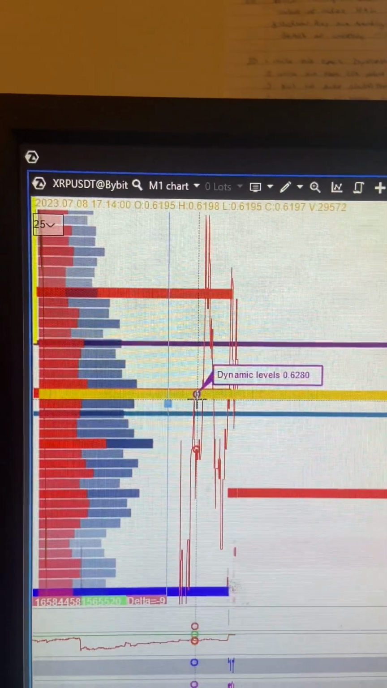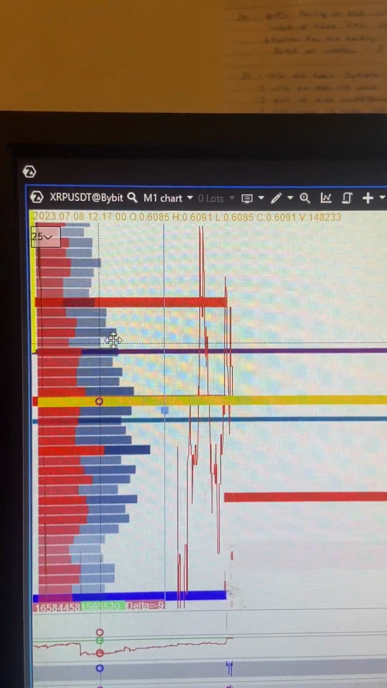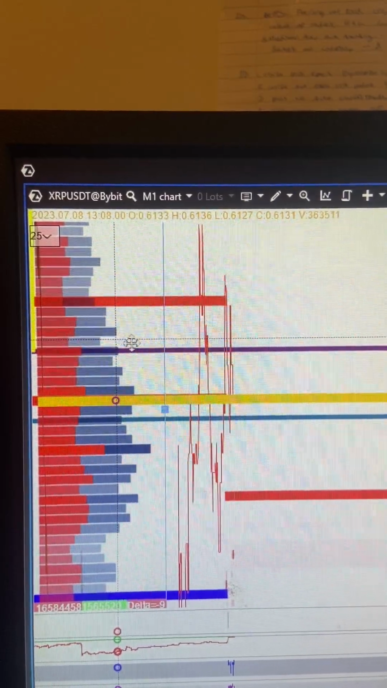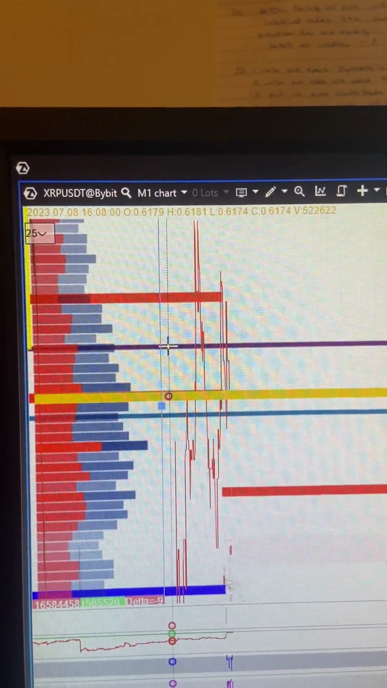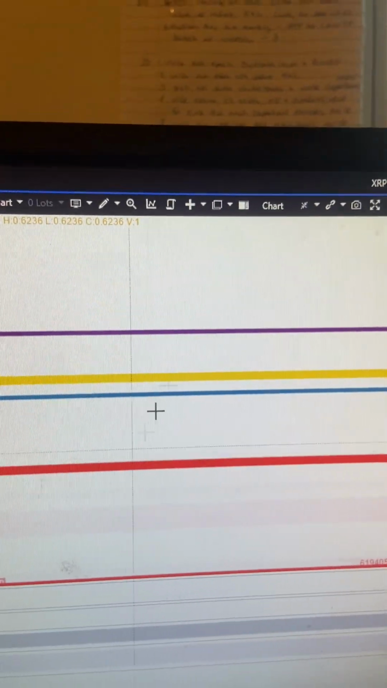So yeah, I would expect, you know, price to pull up here, 62.80, and then find the low node right after that, which would be right there. And then taking all of this. And then on the way down, it'll mitigate each level, you know.